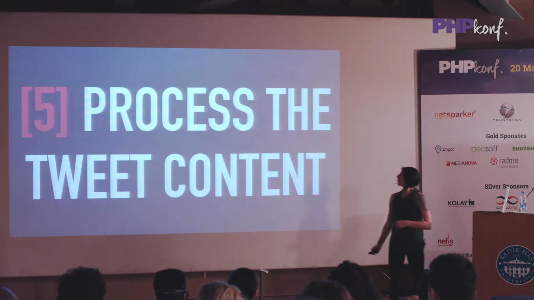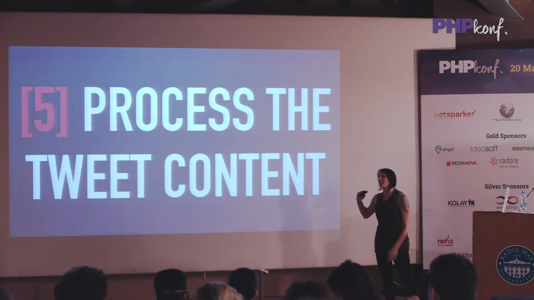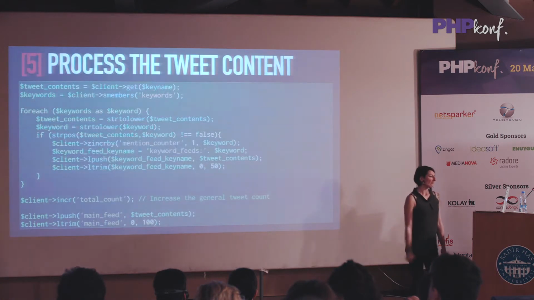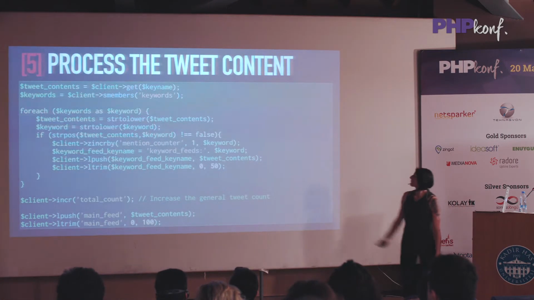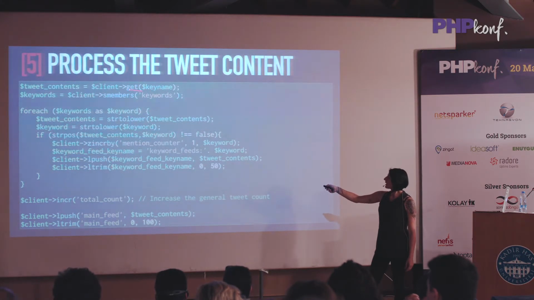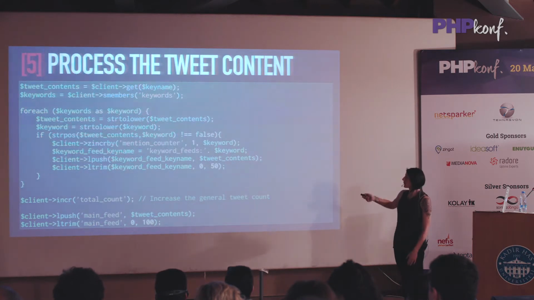And towards the end, close to the end, we have to process the tweet content. Here is the code. This is PHP with Redis. So first we get the tweet contents, we get all the keywords, and then we just loop through the keywords, and we check if the tweet contains any of those keywords.